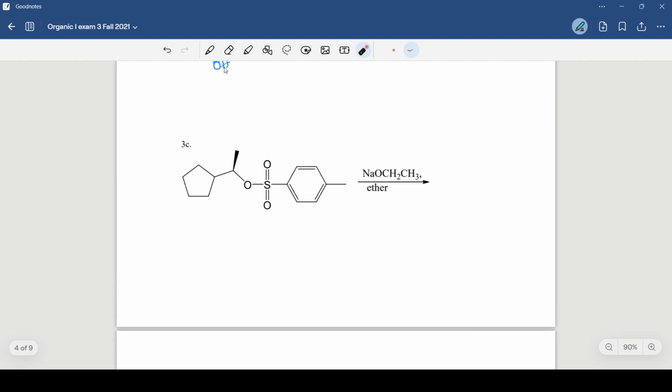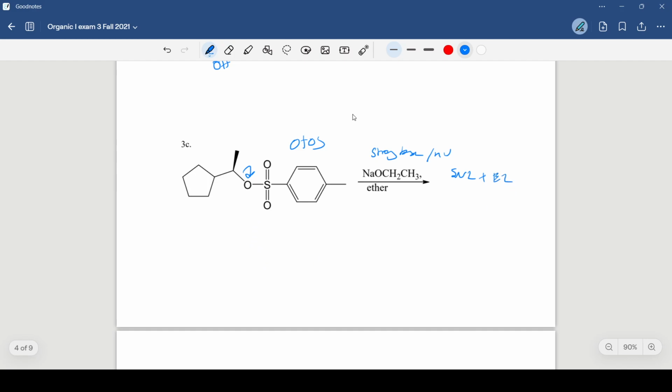Okay, this one is actually a little bit different. Remember this group is the OTs group. It's a good leaving group. And we see here, right, a strong base and nucleophile. So that means it's going to be SN2 and then E2.